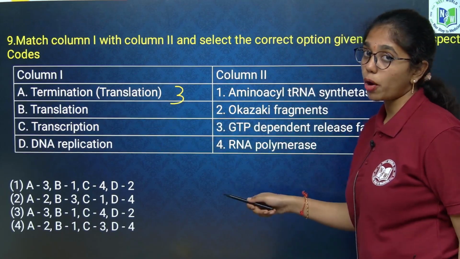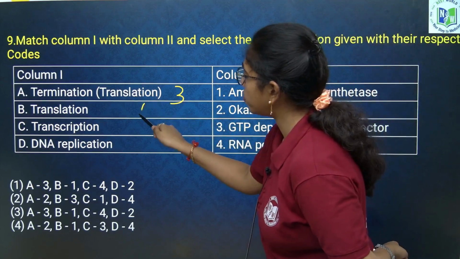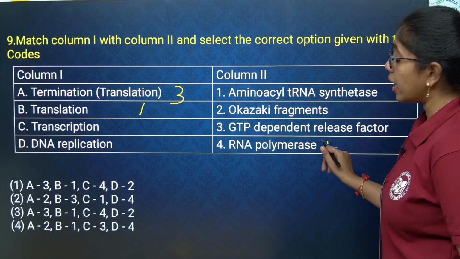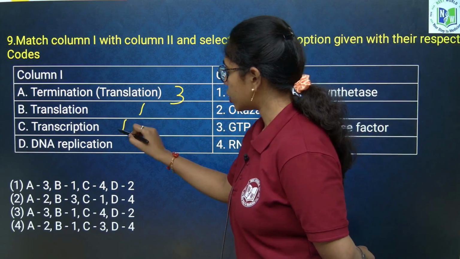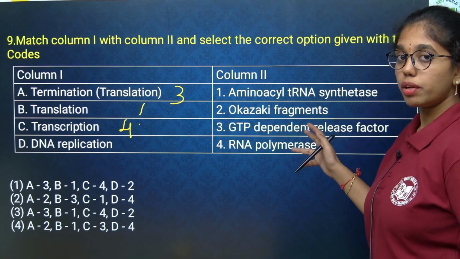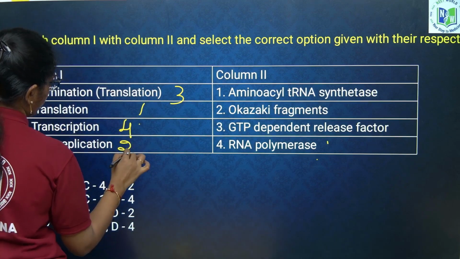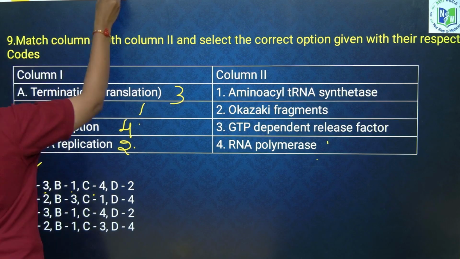Translation, the very first step of translation is amino acyl tRNA synthetase. Here it is option 1. Transcription is catalyzed or promoted by RNA polymerase, that is option 4, RNA polymerase 2. And DNA replication, you will find Okazaki fragments in the lagging strand. Here it is option 2. So if you look into the options clearly, A3, B1, C4 and D2, option 1 is the correct answer.